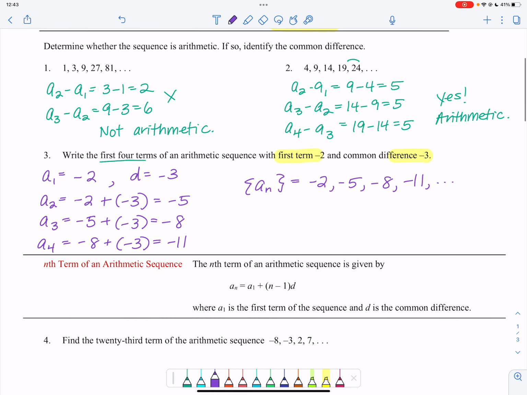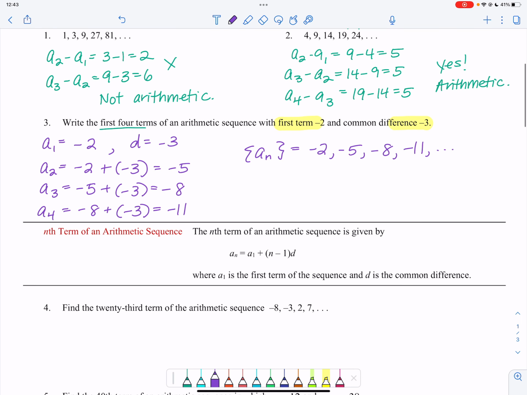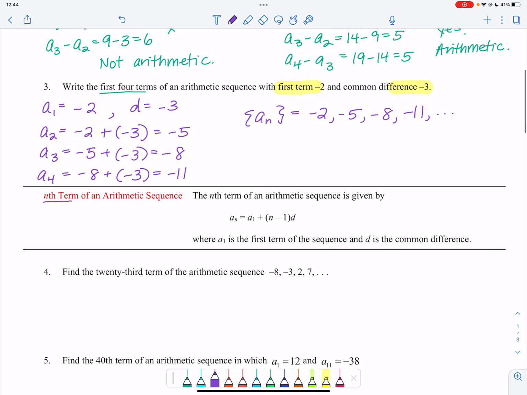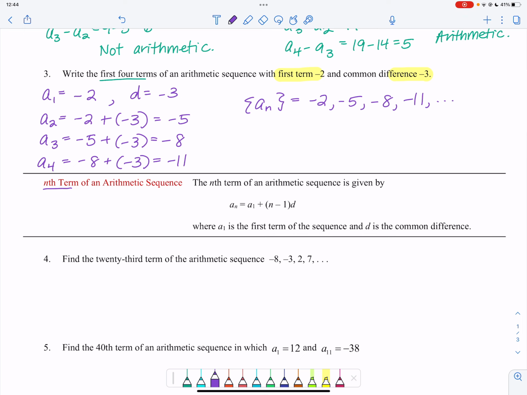Okay, now we're going to find the nth term of an arithmetic sequence. And the nth term is given by this formula. So we'll begin with the first term. And whatever that value of n is, we're going to subtract 1 and then multiply by that common difference.